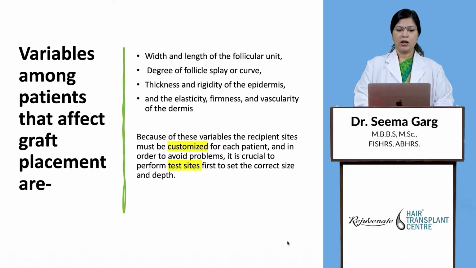Now the variables among patients that affect graft placement are width and length of the follicular unit, degree of follicle splay or curve, thickness and rigidity of the epidermis, and the elasticity, firmness and vascularity of the dermis. Because of these variables, the recipient sites must be customized for each patient, and in order to avoid problems, it is crucial to perform test sites first to set the correct size and depth.